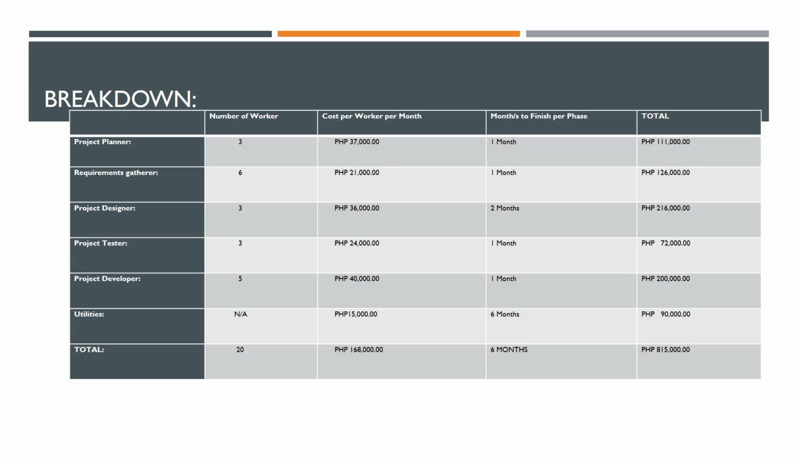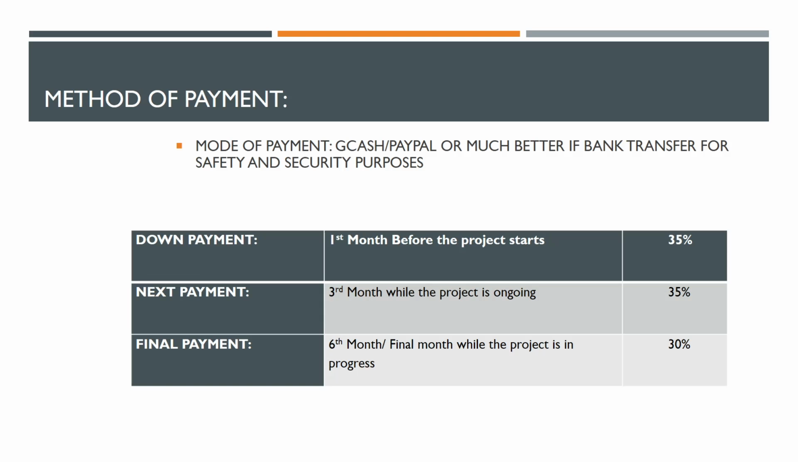So my total number of worker is 20, and the total cost per worker per month, including the utilities, is 168,000. So months to finish per phase, 6 months. So 6 months times 168,000 would have a total amount of 815,000 pesos.